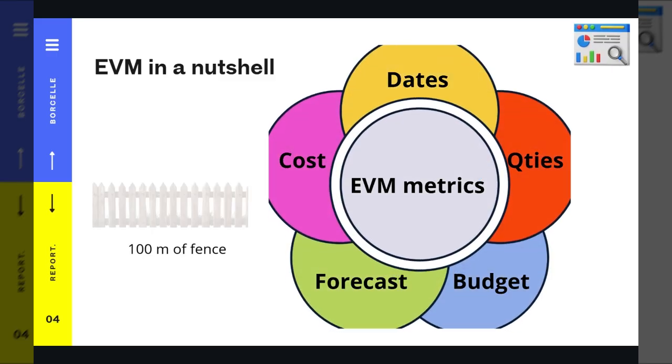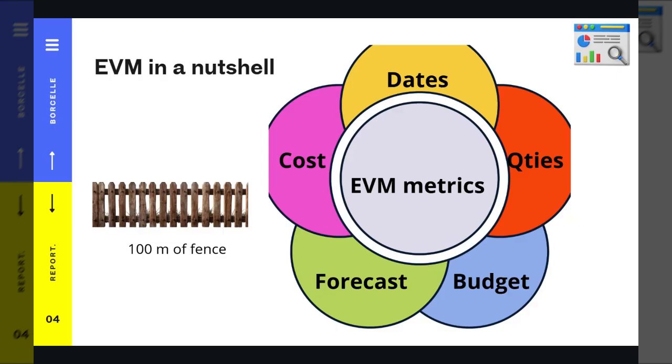In a nutshell, earned value metric is a combination of different parts of the project. In my personal experience, I like it this way. We need dates: when this work is going to be complete. We need cost, which is how much we are spending to complete those activities. We need budget: what is the initial budget for some specific part of the project? We need quantities, which is the progress of the project, and we want to know the forecast. How much do we need to complete?